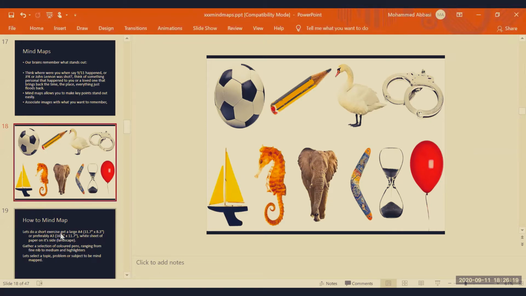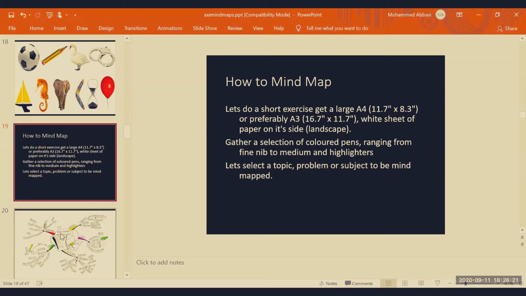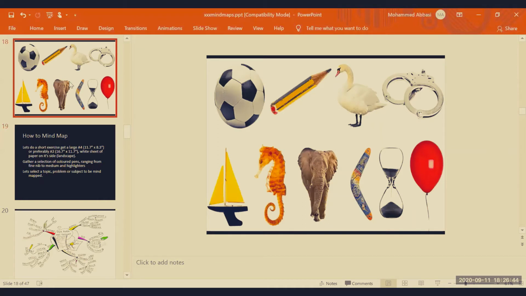Now let's go. Okay, so 0 was football. 1 was a pencil. 2 was a swan. 3 was handcuffs. 4 was a yacht. 5 was a seahorse. 6 was an elephant. 7 was a boomerang. 8 was a sand timer. And 9 was a balloon. Okay, so you stuck the images with numbers, and it's much easier to recall, much easier to remember. Okay, that was a fun exercise.